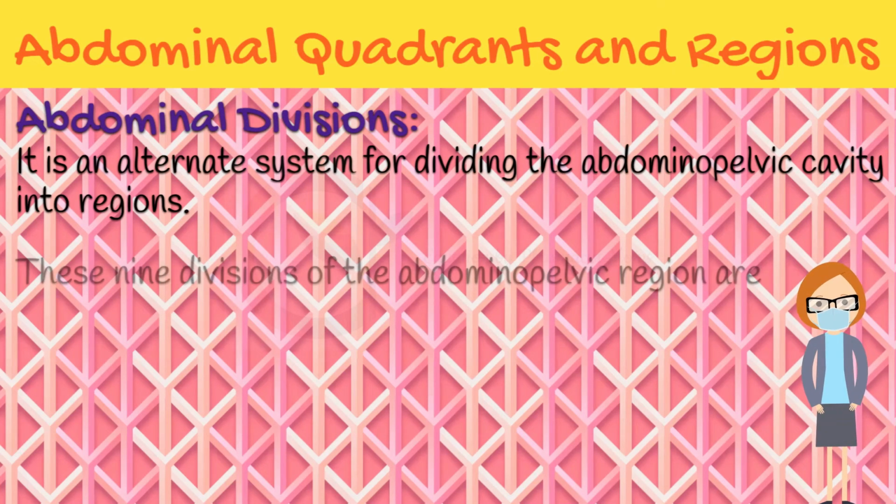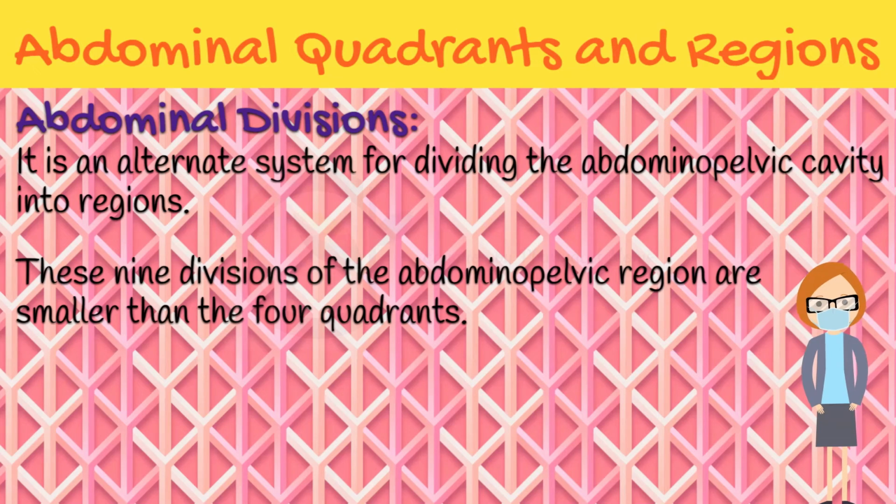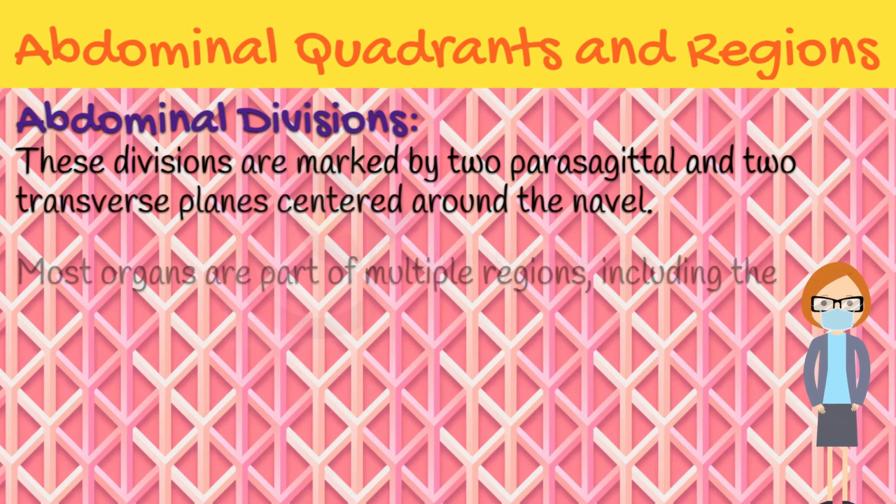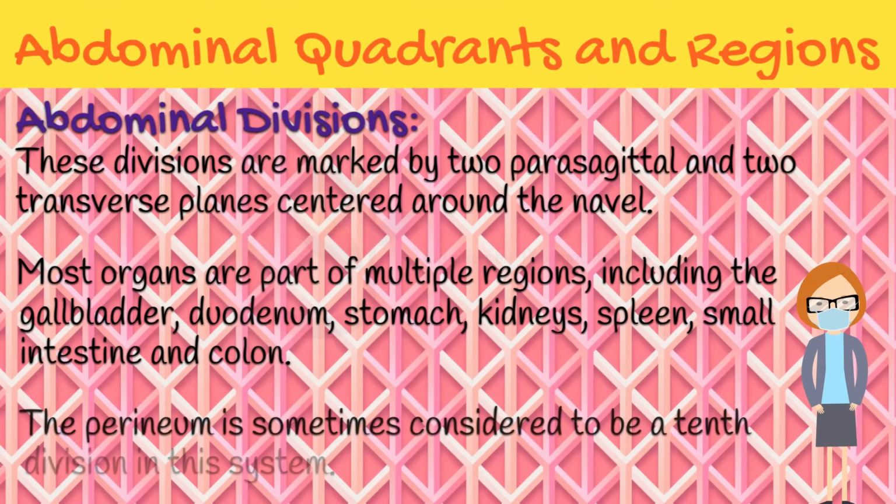Abdominal divisions is an alternate system for dividing the abdominopelvic cavity into regions. These 9 divisions of the abdominopelvic region are smaller than the 4 quadrants, allowing for a more detailed discussion. These divisions are marked by 2 parasagittal and 2 transverse planes centered around the navel. Most organs are part of multiple regions, including the gallbladder, duodenum, stomach, kidneys, spleen, small intestine, and colon. The perineum, the area beneath the hypogastric region, at the bottom of the pelvic cavity, is sometimes considered to be a 10th division in this system.